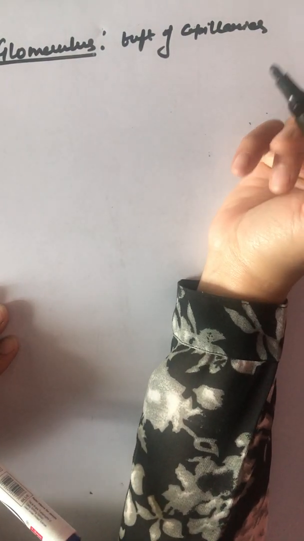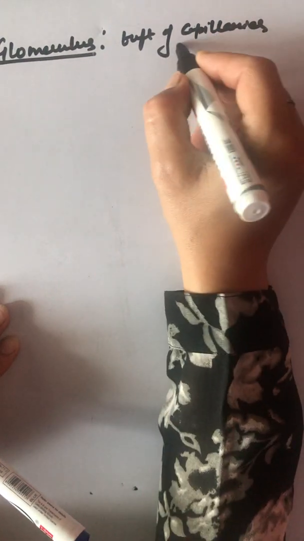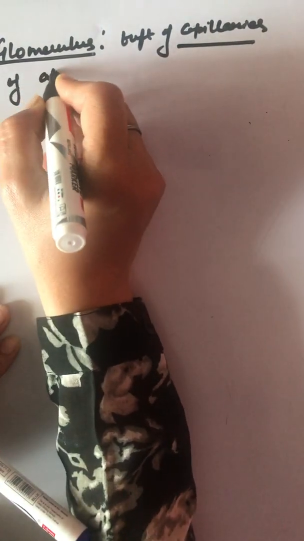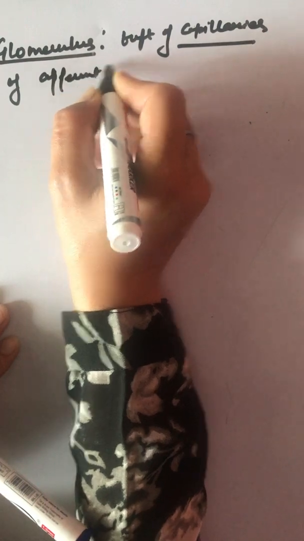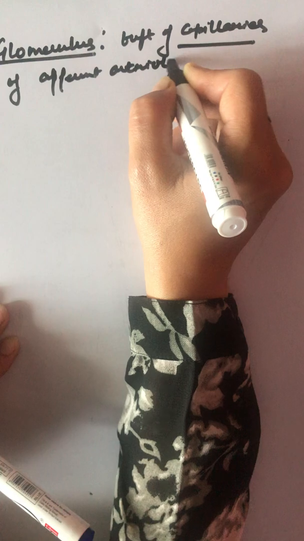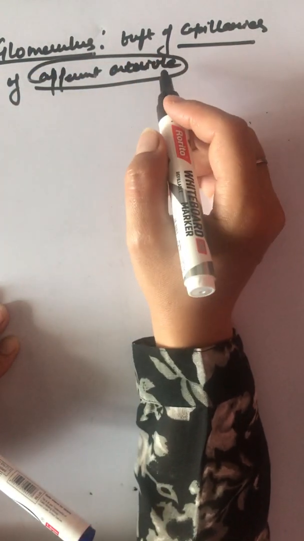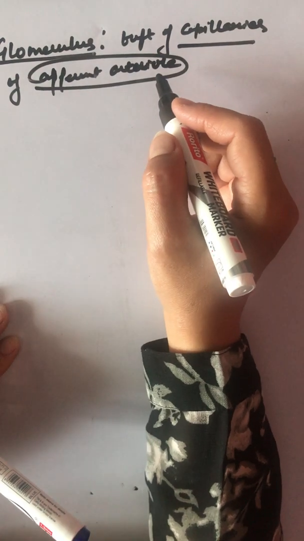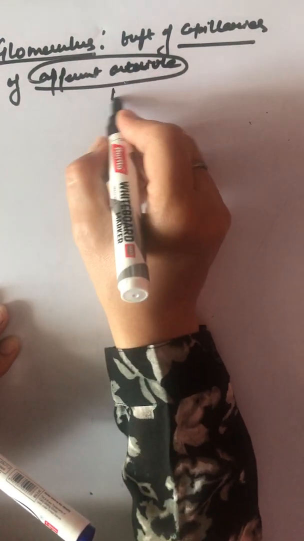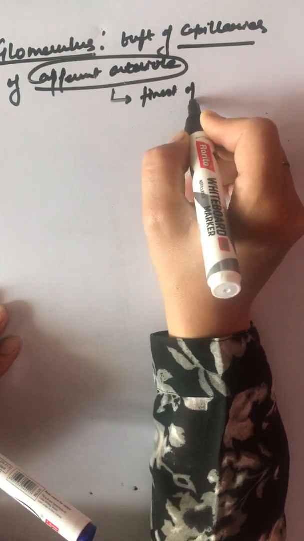capillaries. Meaning inside it there are many capillaries. What are these capillaries made of? Of afferent arteriole. From where is this afferent arteriole coming? This is coming from the renal artery. And this is the final, we can say, the finest ever branch of the renal artery.